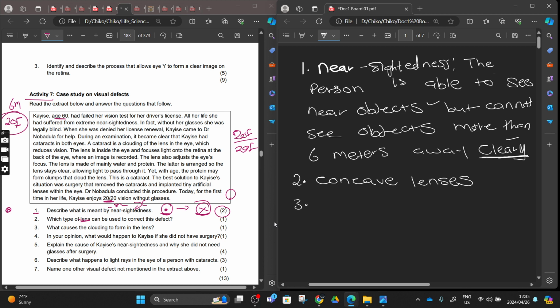Number 3, what causes the clouding to form in the lens? What causes the clouding? This will be the protein.